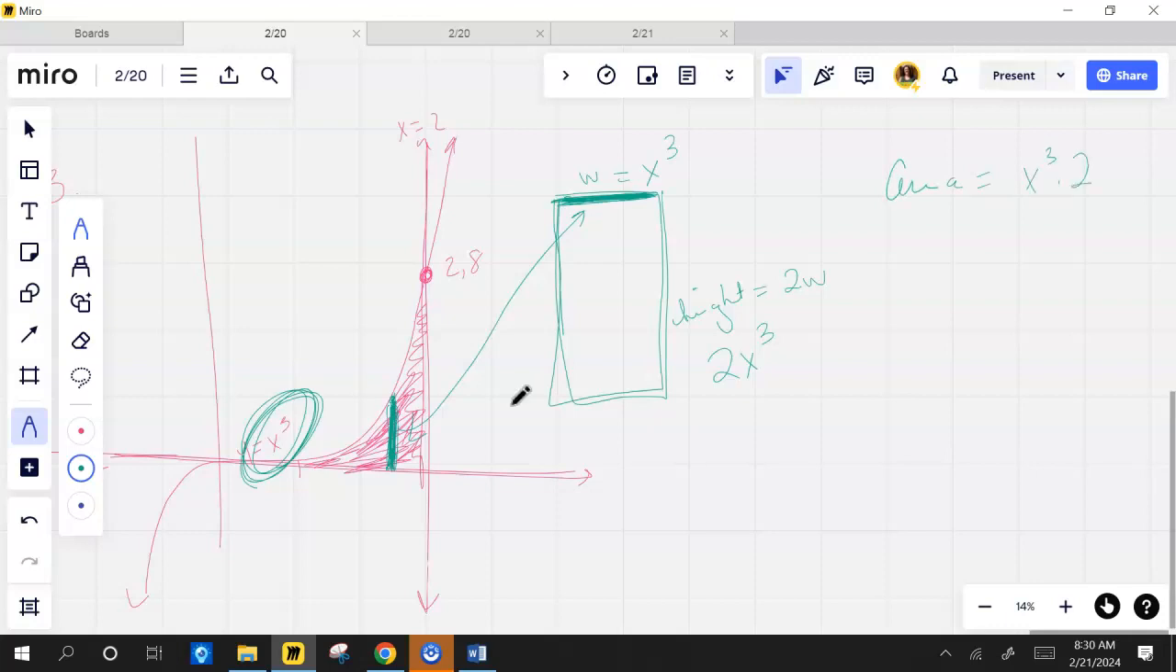X cubed times 2x cubed, which would give me 2x to the 6. That makes sense. It's volume. So to find the volume, I'm going to integrate from what to what? From 0 to 2, 2x to the 6. Yeah. I would say this is probably non-calculator. This is pretty easy.